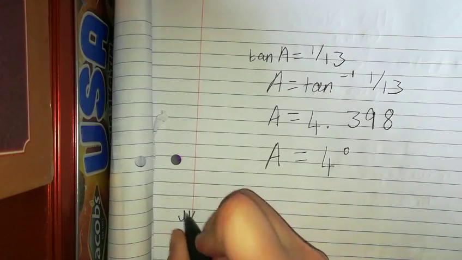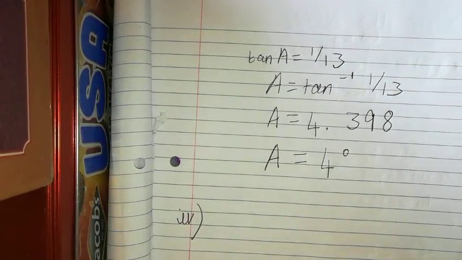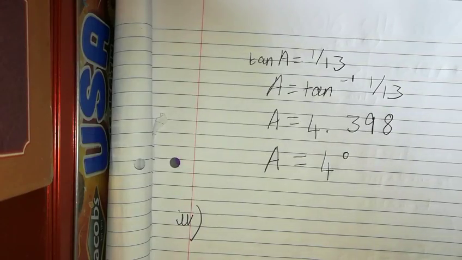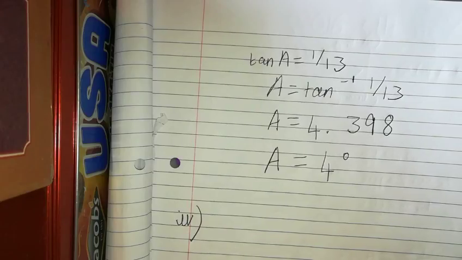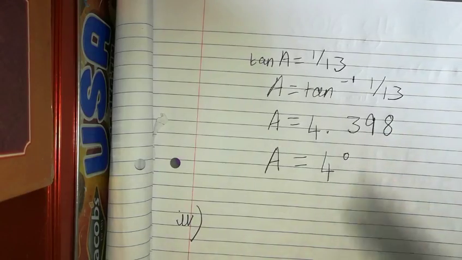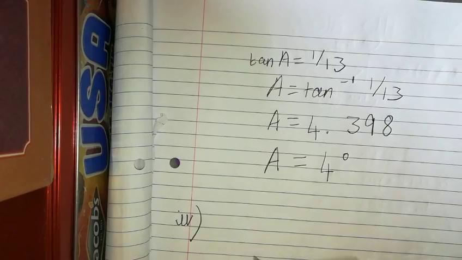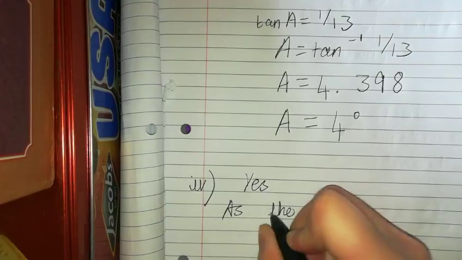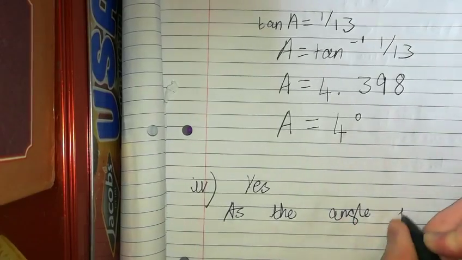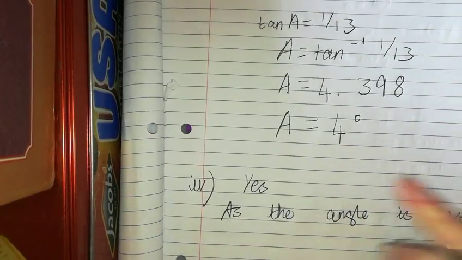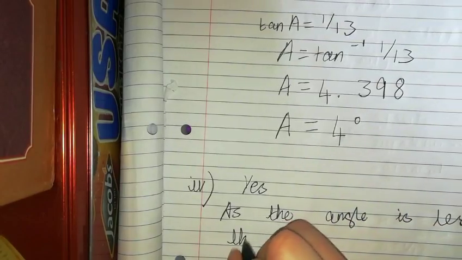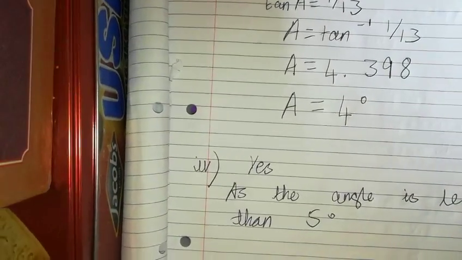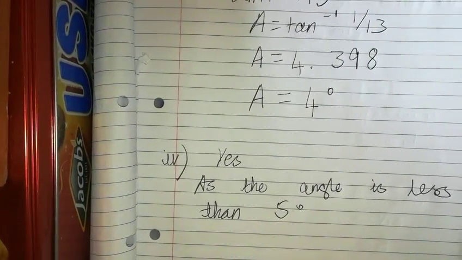In the final part, the angle A must be less than 5 degrees for the ramp to be acceptable. Is Seamus's ramp acceptable? The angle is 4, well, it's really 4.39, but it's less than 5 anyway. So we can say yes, it is acceptable, as the angle is less than 5 degrees. So we can say that the ramp is acceptable for that purpose. So that is our answer for that. Thank you.